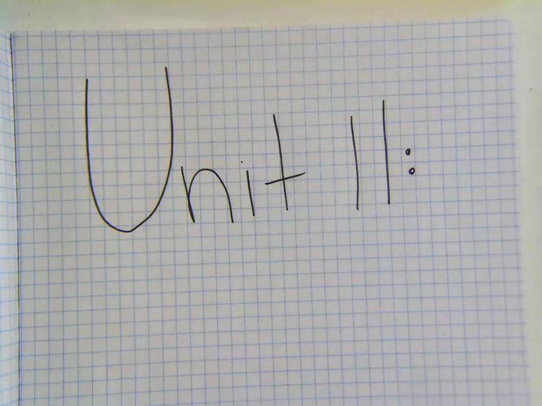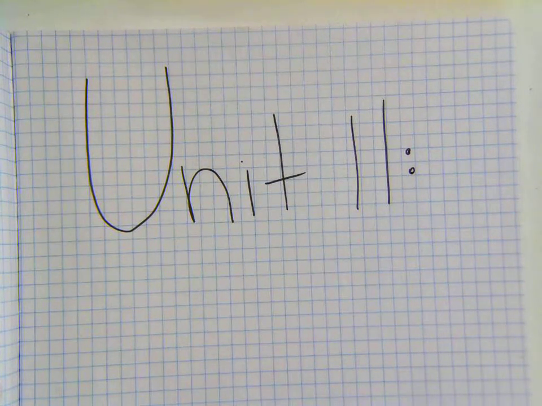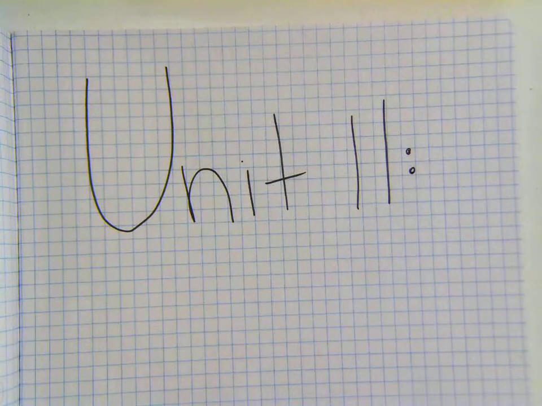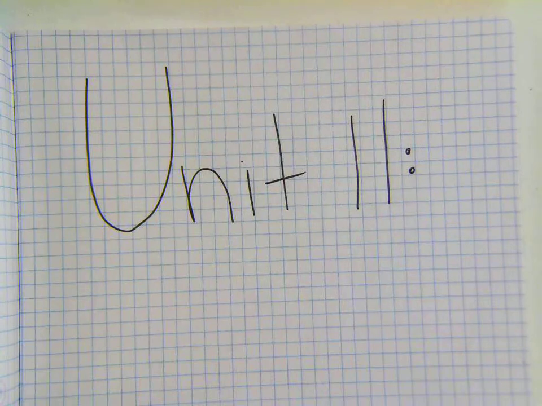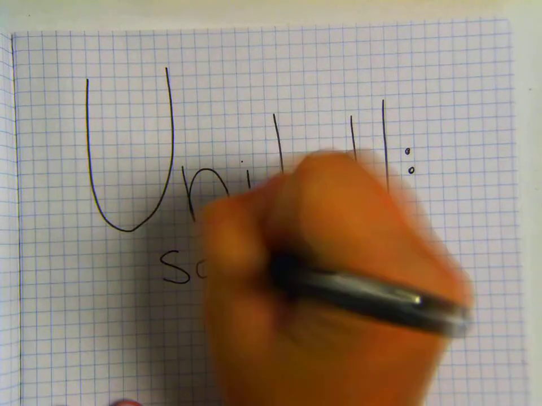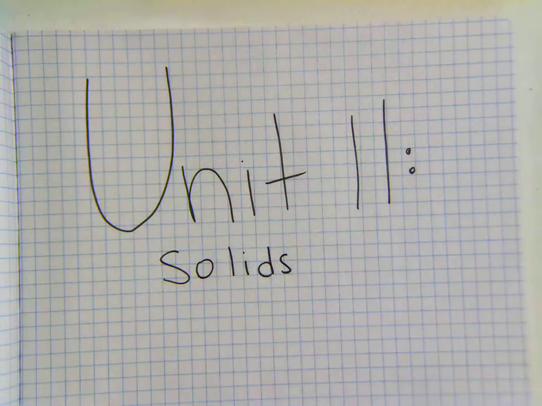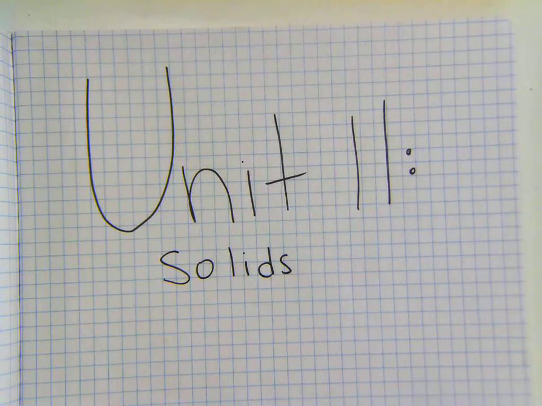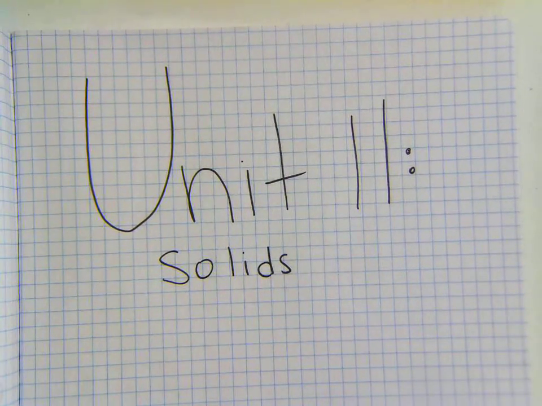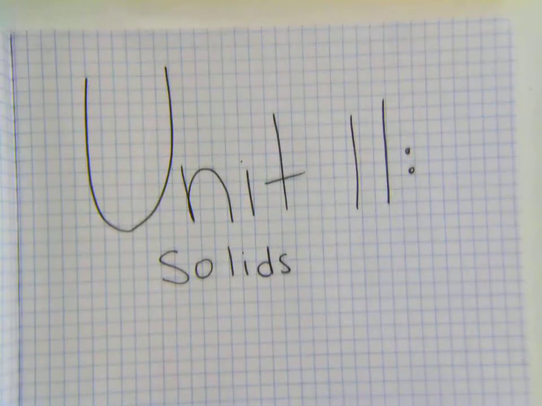And Unit 11 is volume and surface area, I believe. Let me just pull it out really quick to double check. That's what it's called. Oh, sorry, solids. And this is page 69. So Unit 11, solids. And our first notes are actually going to be a review on areas of polygons.